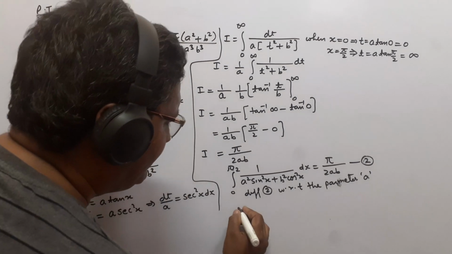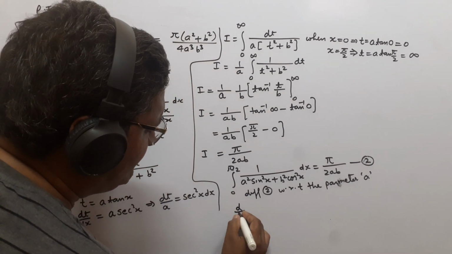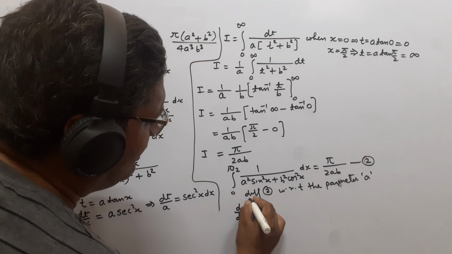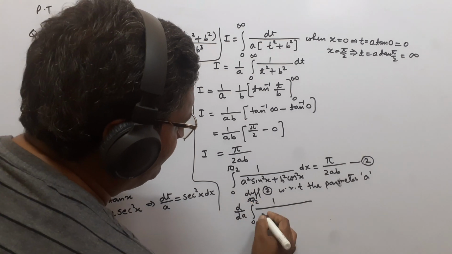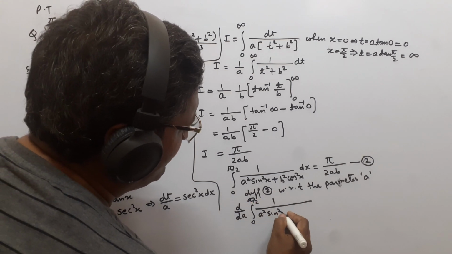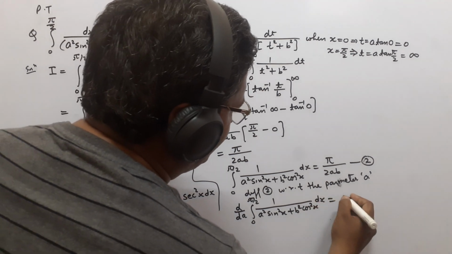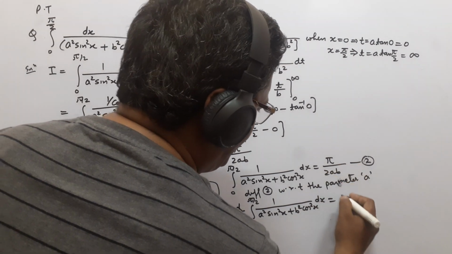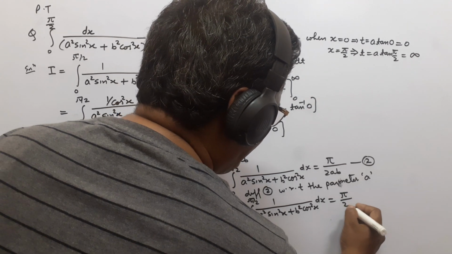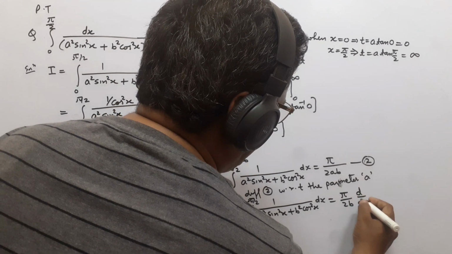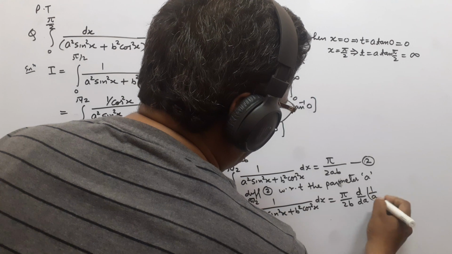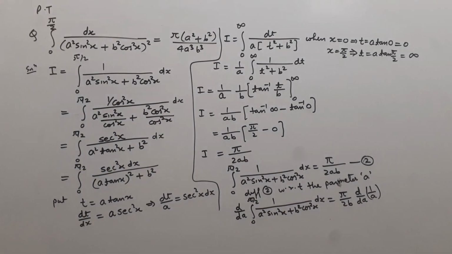So when we differentiate with respect to the parameter a, this becomes d by da of the integral of 1 upon a square sin square x plus b square cos square x, which is equal to pi upon 2b, this is constant here, and d by da of 1 upon a. Here we differentiate the second equation by the parameter a.